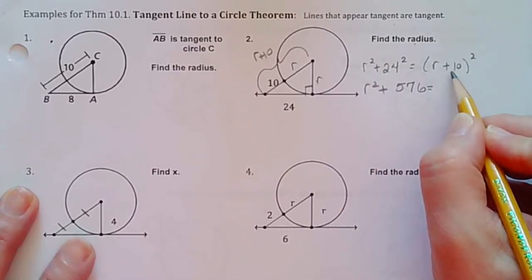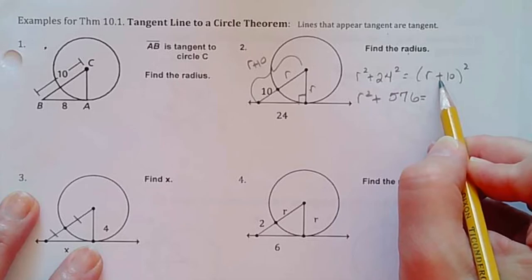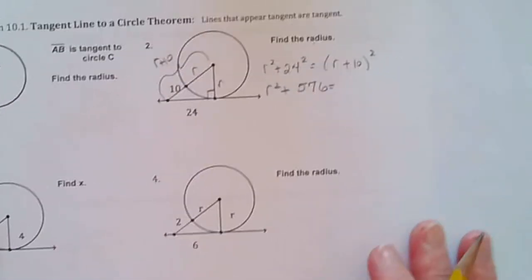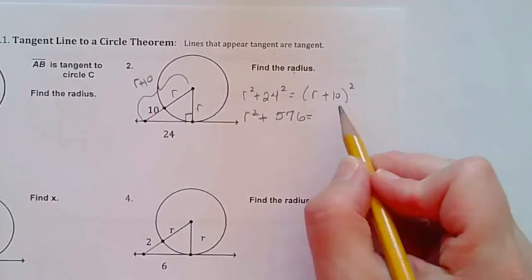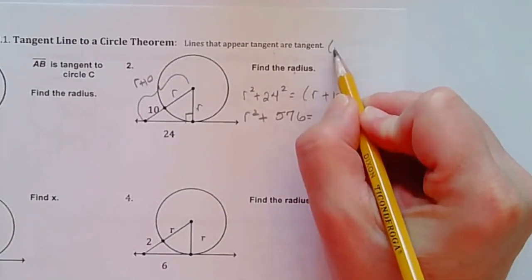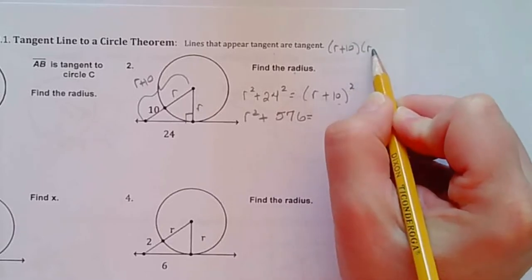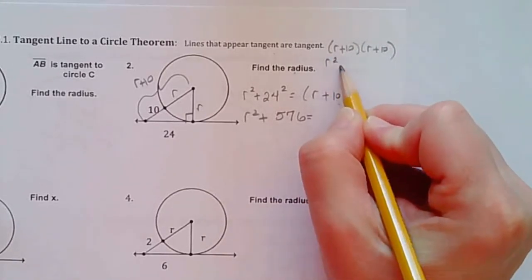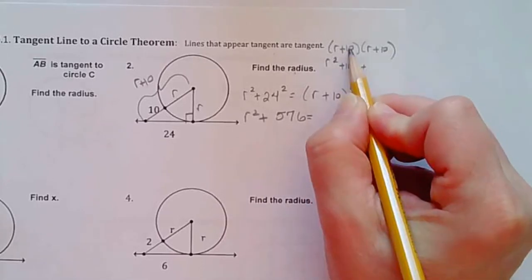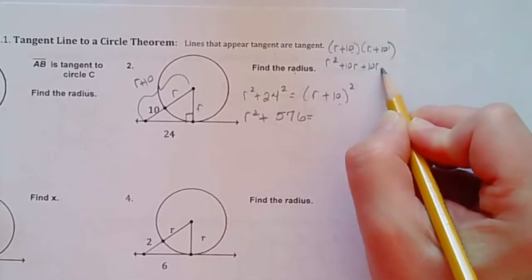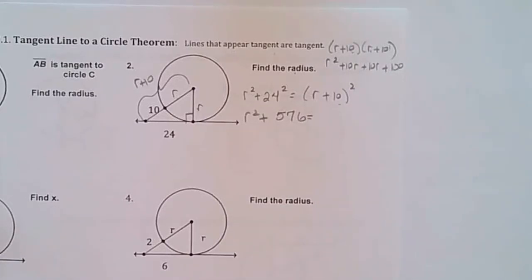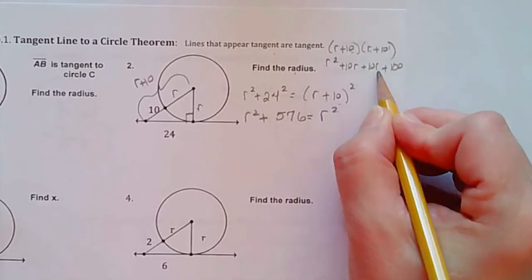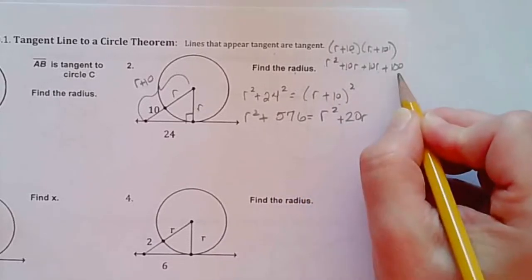And r plus 10 squared. Whenever I have a binomial and I have to square it, write it twice and FOIL it out. r plus 10, r plus 10. Here we go. Firsts, outers, inners, and lasts. 10 times 10 is 100. Combine your terms, so it's going to be r squared plus 20r plus 100.